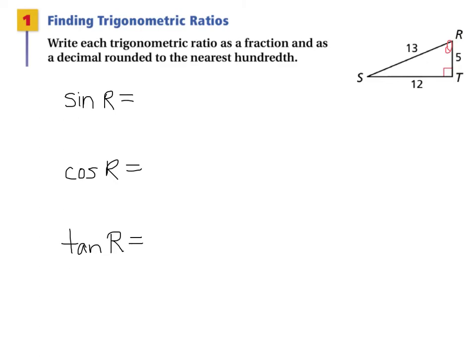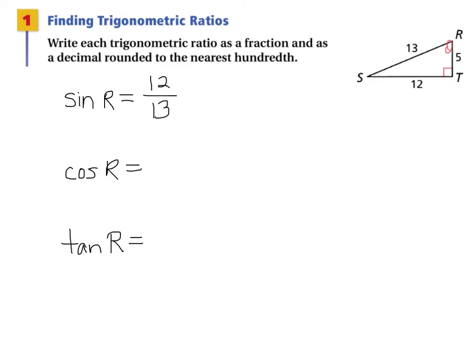So sine. Sine is opposite over hypotenuse. So if we're looking at R, which is right here, what side is opposite angle R? It's 12. And the hypotenuse is 13. So this would be 12 thirteenths.